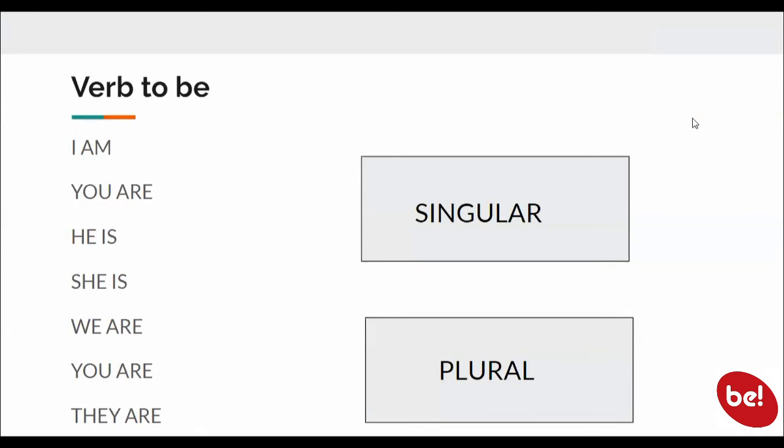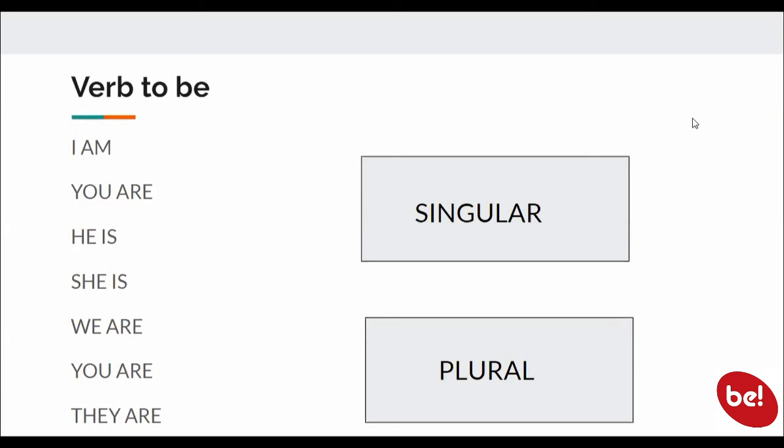Today we are going to look at the verb to be. When we use the verb to be, we can use it for singular and plural cases. So, verb to be. I am, you are, he is, she is, we are, you are, and they are.